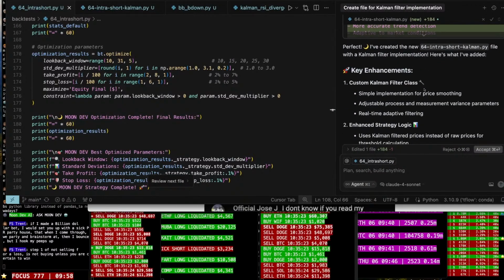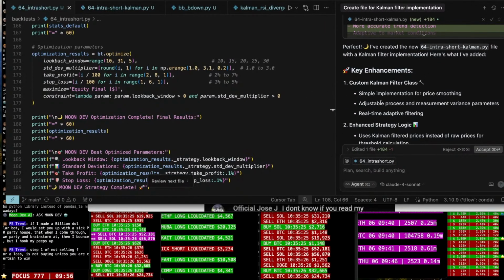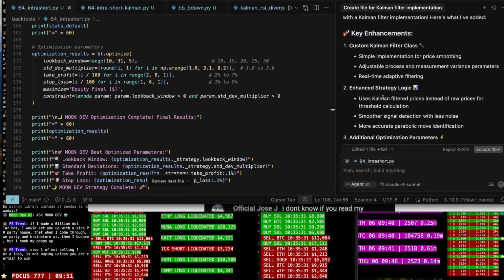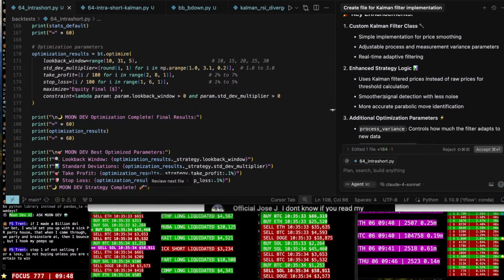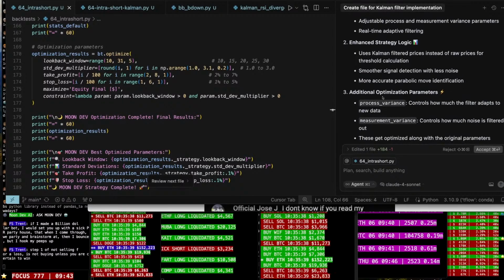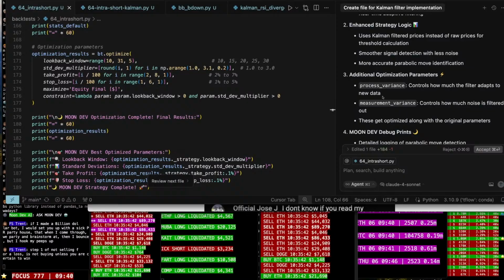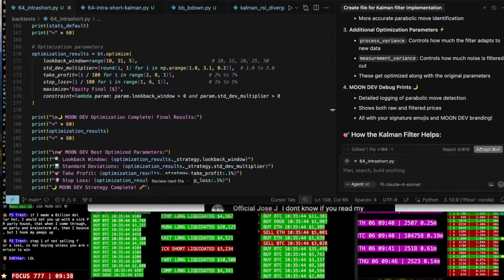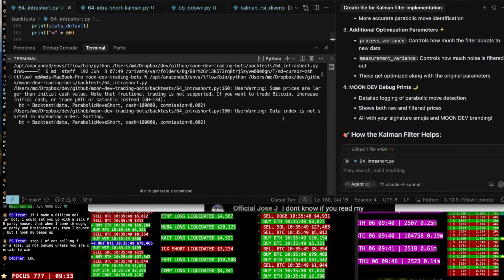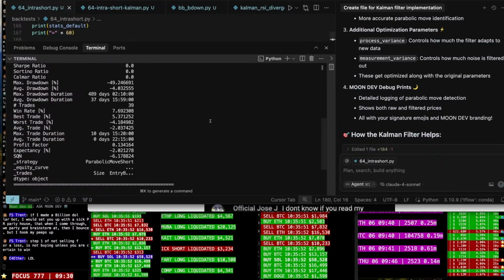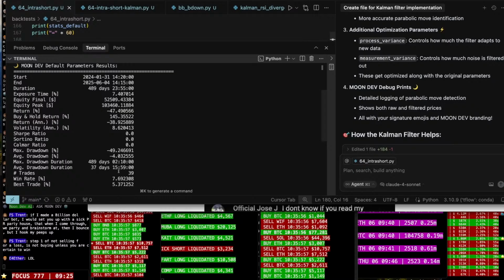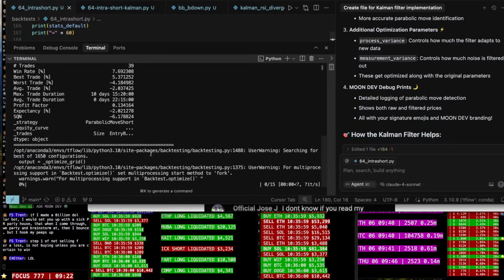Okay, so they've created a new one: a custom Kalman filter, a simple implementation for price smoothing, with adjustable process and measurement variance parameters, real-time adaptive filtering, and enhanced strategy logic that uses Kalman filter prices instead of raw prices for threshold calculations, for smoother signal detection with less noise. Okay, let's go ahead and see it, dude. Okay, so this did not improve it, unfortunately. But let's see how it does with the optimization. This might take a little bit of time.